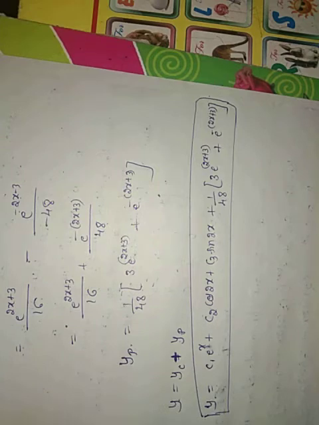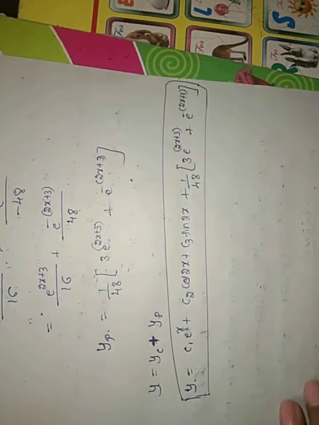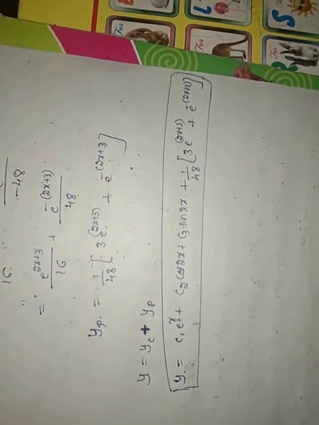Now substituting both yp and yc in the complete solution, that is y equal to yc plus yp. So we get the complete solution here.